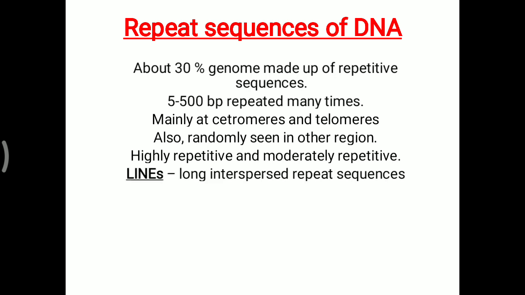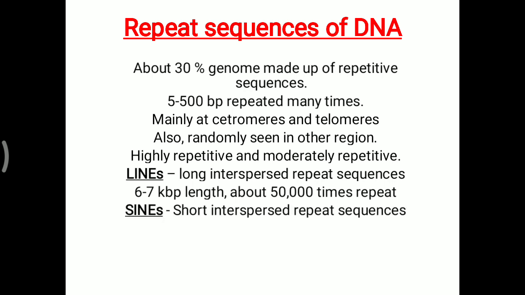It is categorized into LINEs, that is long interspersed repeat sequences. These are about 6 to 7 kilo base pairs, or simply 6000 to 7000 base pairs in length, and repeated about 50,000 times. Another is SINEs, that is short interspersed repeat sequences. The length is 100 to 300 base pairs, repeated about 1 lakh times. That is the main difference between LINEs and SINEs.